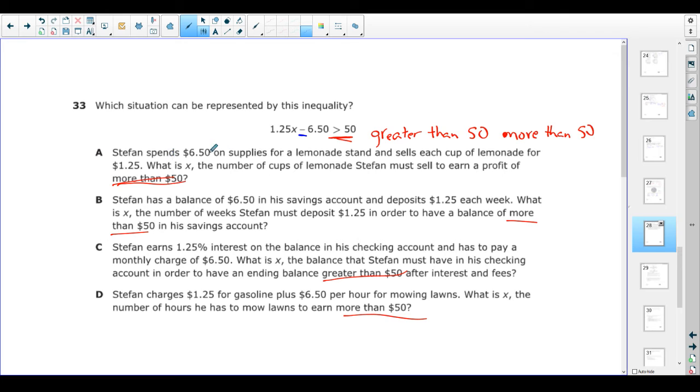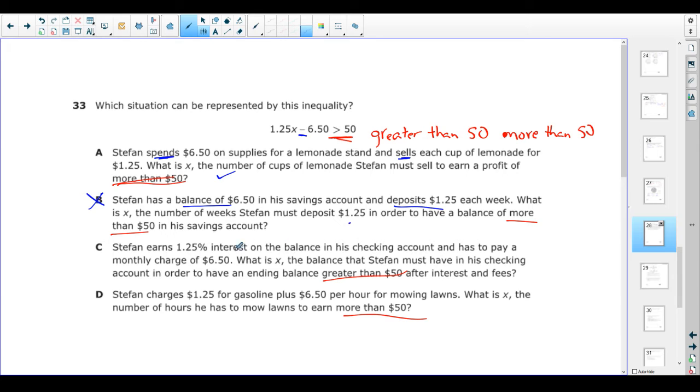So answer choice A, he spends 650, right? And then he sells them for 125. So he's spending money and then making money. So this is still good. B starts with 650, so this is still positive, and then deposits 125 each. This is adding them together, so that's not what I want. I don't want adding together.